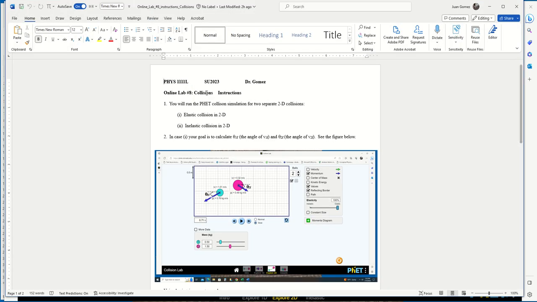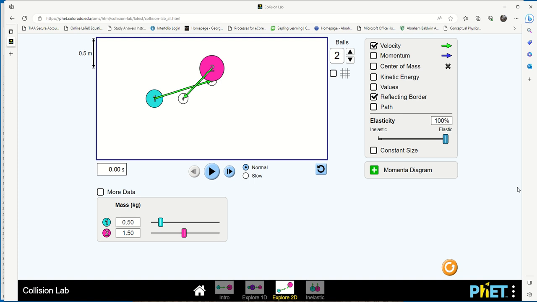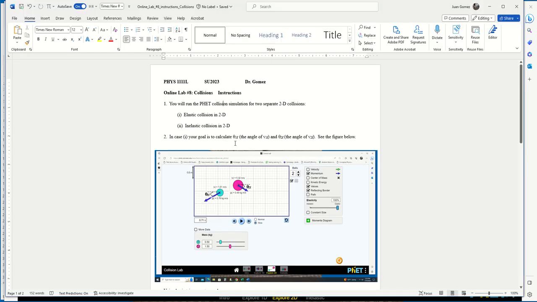And what we're going to be doing, here are the instructions. We're going to do the collision simulation for the elastic collision in 2D. That's this one here. And then we're going to do it for an inelastic collision in 2 dimensions. And in each case, so let's start with case 1.